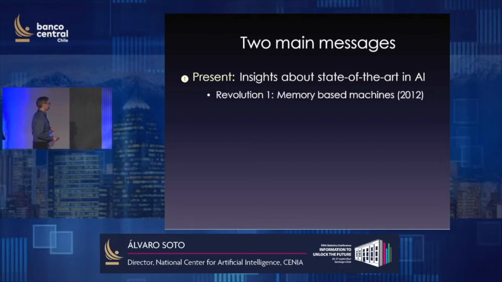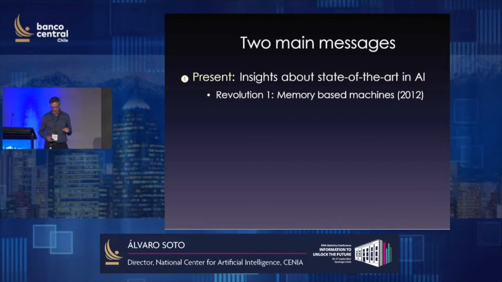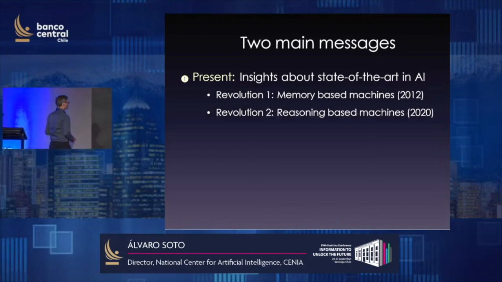The first revolution happened around 2012, and it's based on some techniques that allow us to implement memory, what I call memory-based machines. And the second revolution is very recent, 2020, and it's related to some machines that are showing some reasoning abilities. So that will be the first part of the talk.